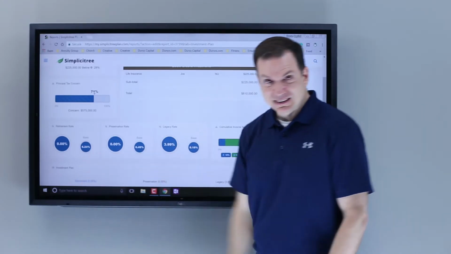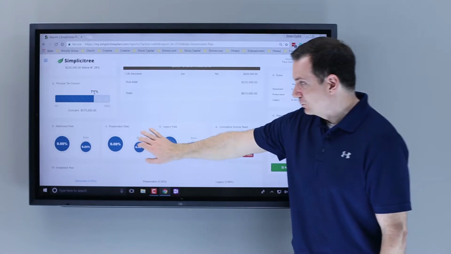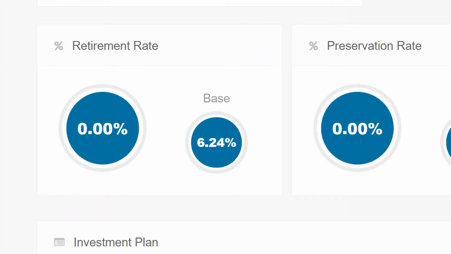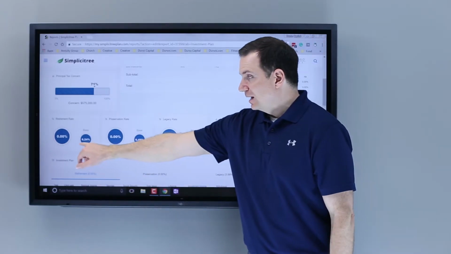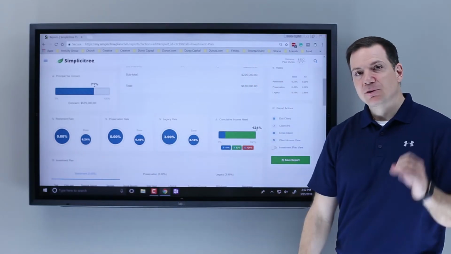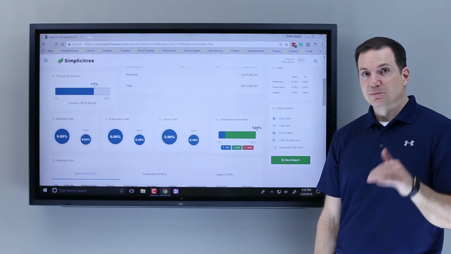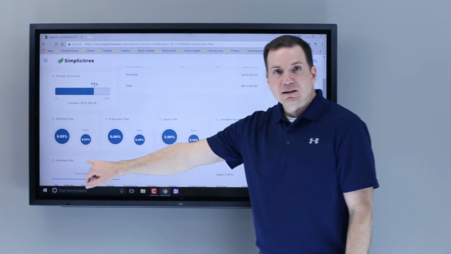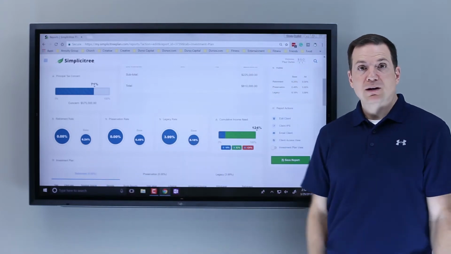Remember, they needed 6.24% rate of return. Now with our plan, they don't even need to make anything. The rate of return, the retirement rate is 0. So if they never made another dime of interest on their investments, the LIRP aside, they won't need anything from anybody. They will not run out of money.